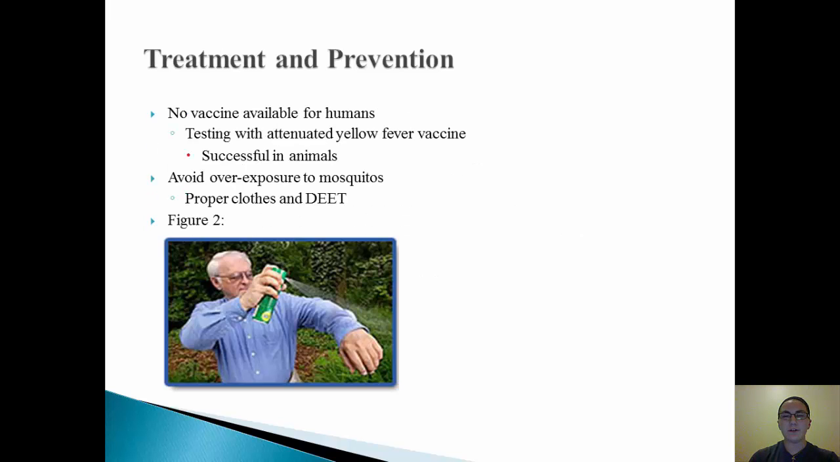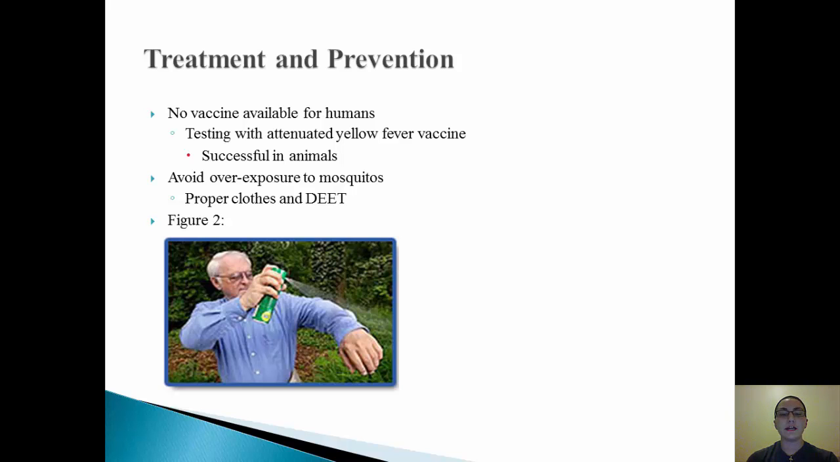How can you treat and prevent West Nile disease or fever? Sadly, there is no vaccine available for humans, but there is a vaccine available for horses, and horse owners are encouraged to get this vaccine for their animals. There is current testing with attenuated yellow fever vaccines, and while it is successful in animals, it has not yet been successful in humans.